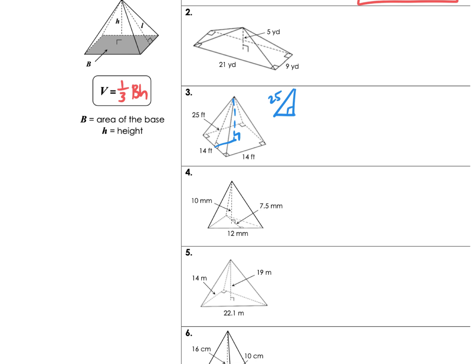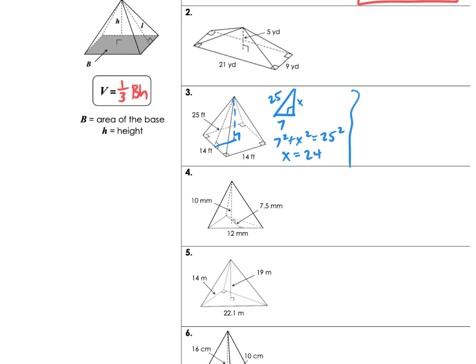So for the pyramid, we're going to be doing regular pyramids and regular cones where the height drops vertically from the vertex, the point, and goes straight to the center. So we're not doing anything that's a weird shape because they do exist. So this is going to be 7, so I'm looking for x. So 7 squared plus x squared equals 25 squared. And I'm going to get that the height is 24.